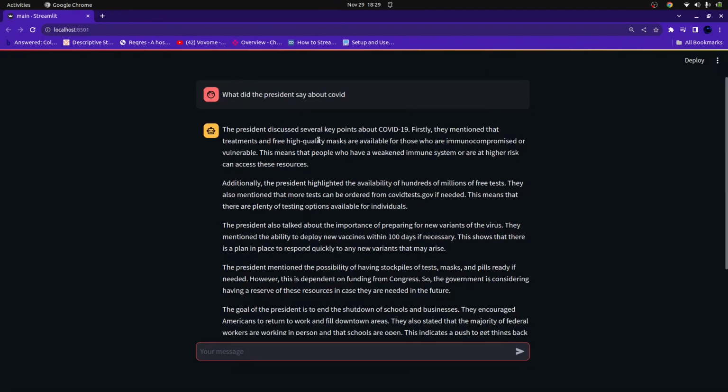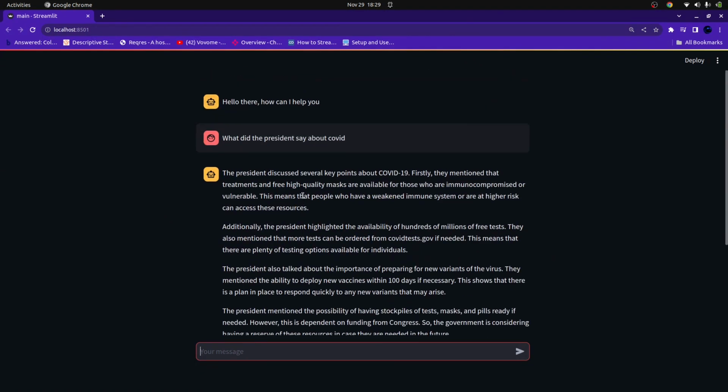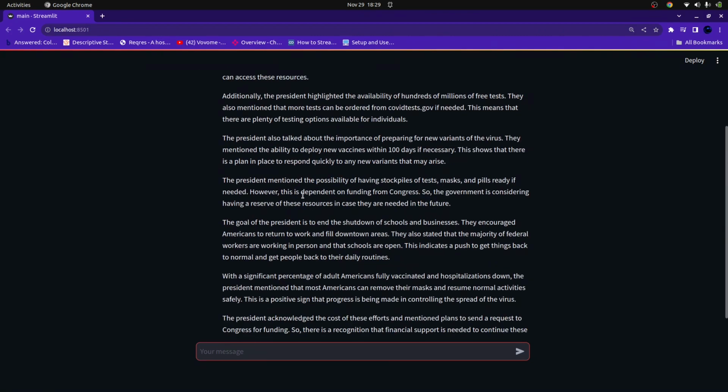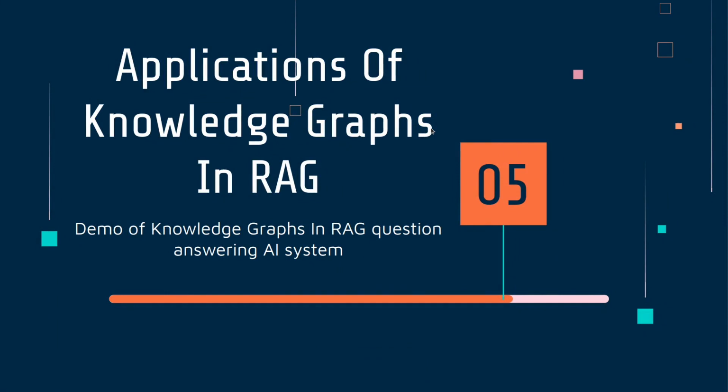So the president mentioned several key points on COVID. Firstly, they mentioned the treatment, masks and all that. So you can see everything the president mentioned within the State of the Union address, and it's getting all this information from my knowledge graph, which is right here. Okay, and I'll show you how to build this in the upcoming video, so I don't want to waste a lot of time on this. I'll show you the code and how to get all this built.